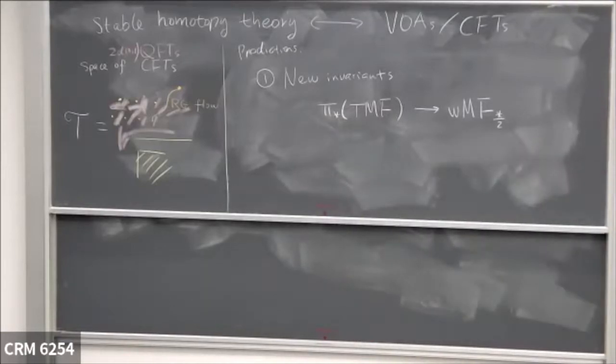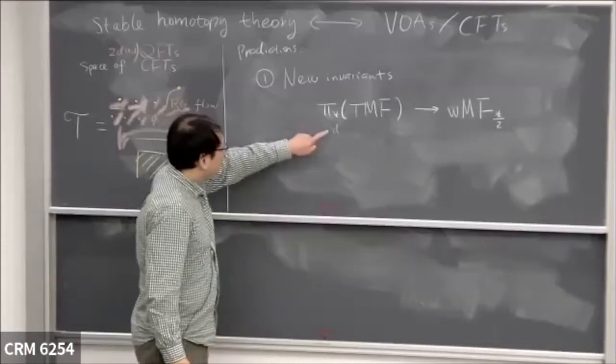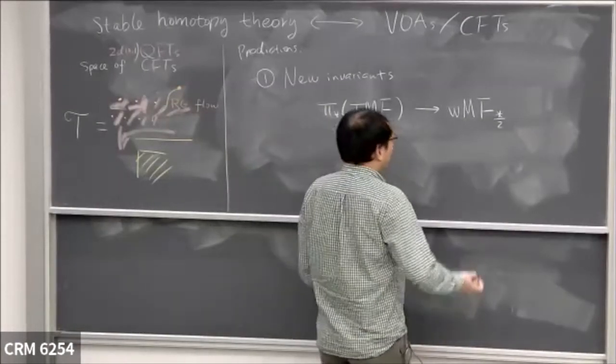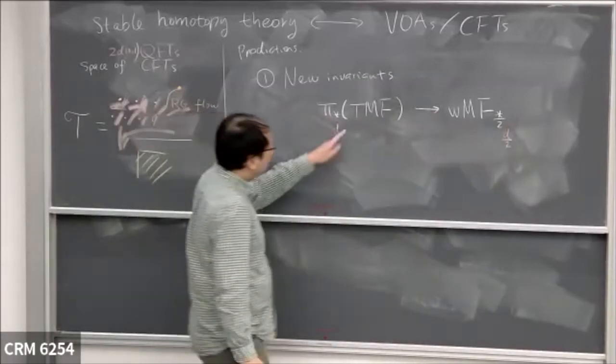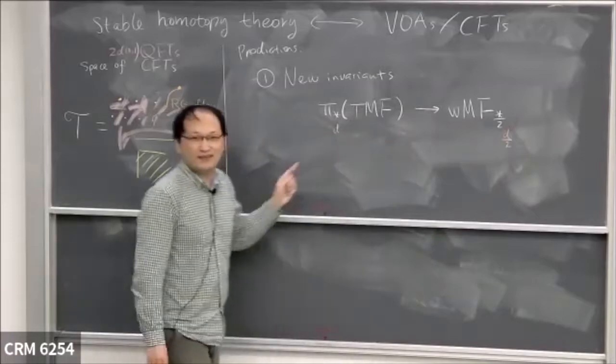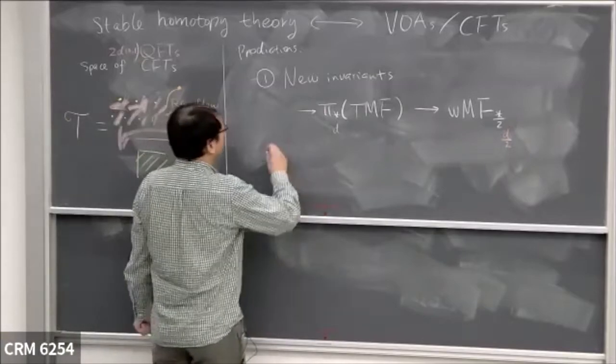Maybe I should clarify that there is a grading, and it exactly corresponds to the gravitational anomaly. So if we are interested in, let's say, degree minus d, then we should consider the space of fields with gravitational anomaly d. Similarly here, if we have a degree d topological modular form, under this map it will be mapped to a weight d over 2 modular form. And this map is not injective. It has a lot of things in the kernel, and these are potentially new invariants.